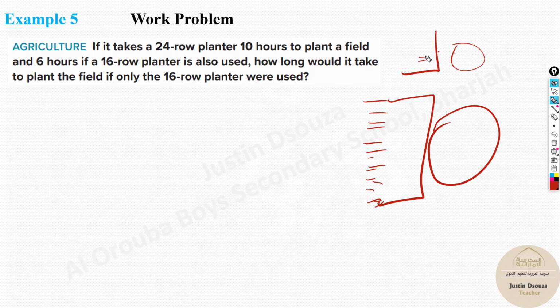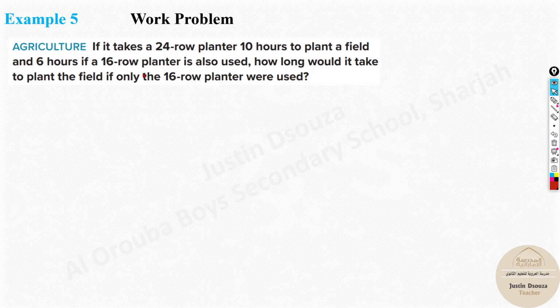Along with this 24, if a 16 row planter is used, then the total time spent is just 6 hours. Instead of 10, it will be 6 hours. How long would it take to plant the field if only the 16 row planter is used? If only that is used, how long will it take? So this is the question. Now, obviously, we can tell it will be more than 10 hours. But we need to measure it accurately.